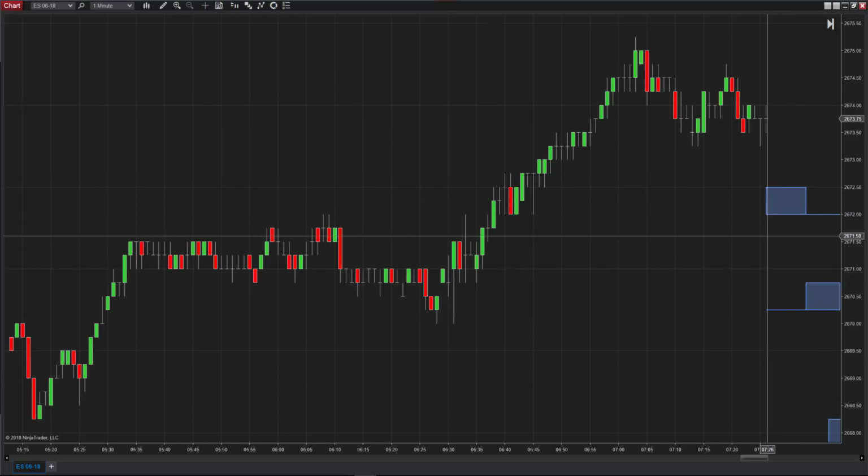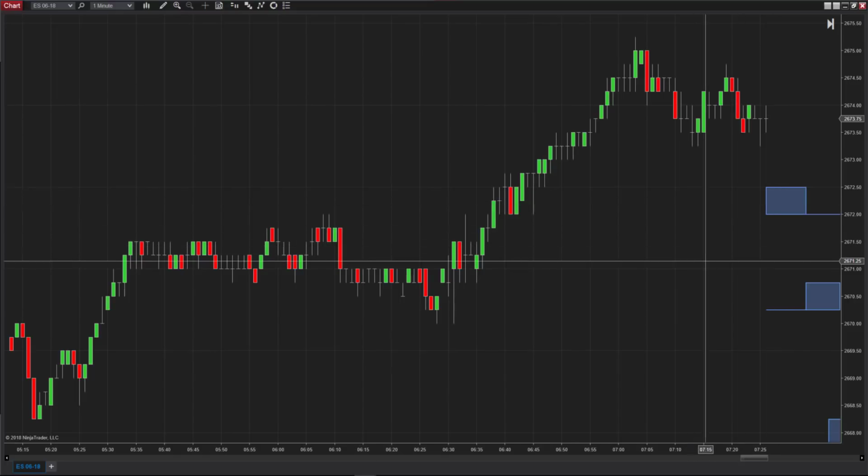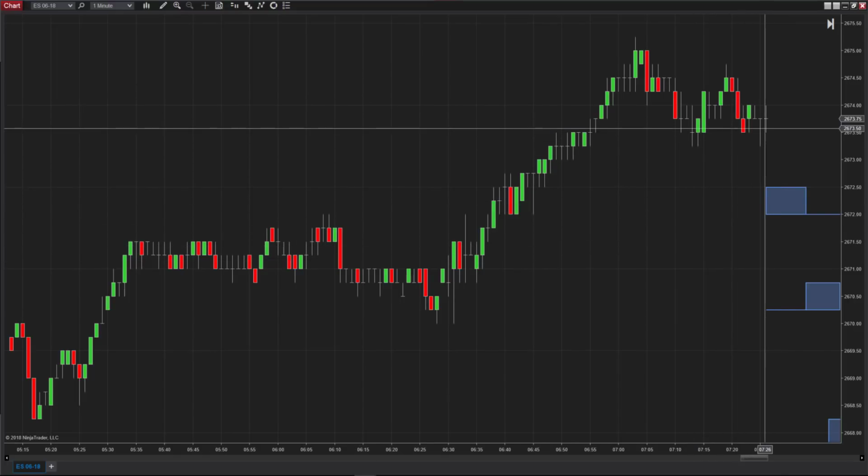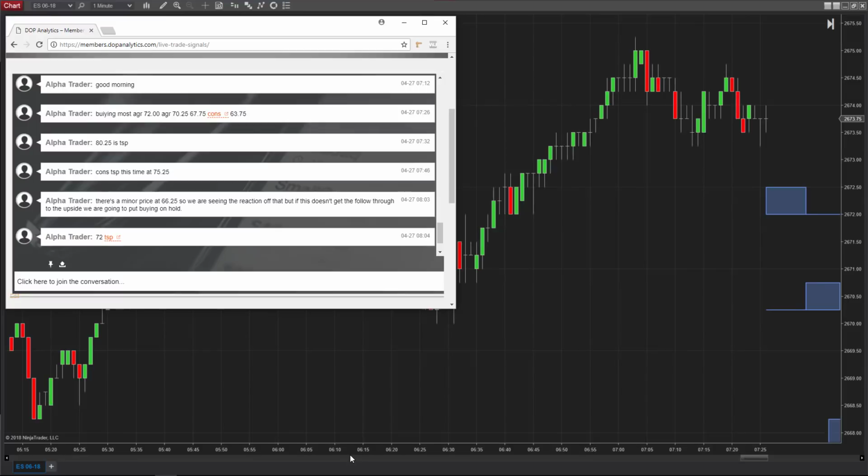So each box that you see is going to represent 2 ticks from the price level given. Okay, that's it. So at this time, at 7:26, as we saw on the post right here, 7:26 in the morning, that's when those price levels were given. So we already know we're buying off those levels.